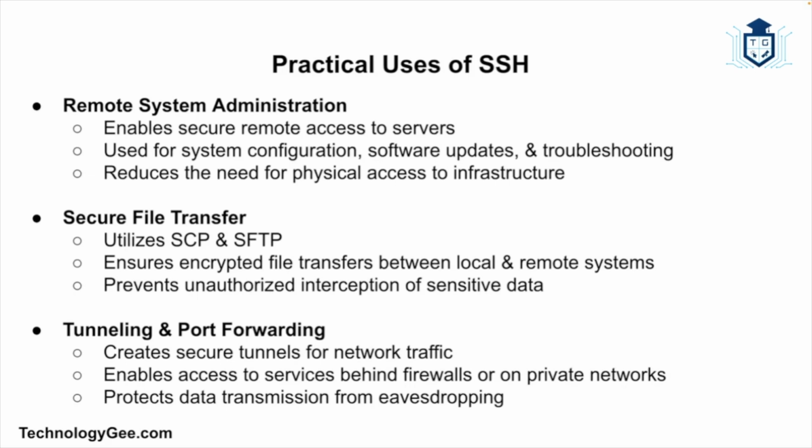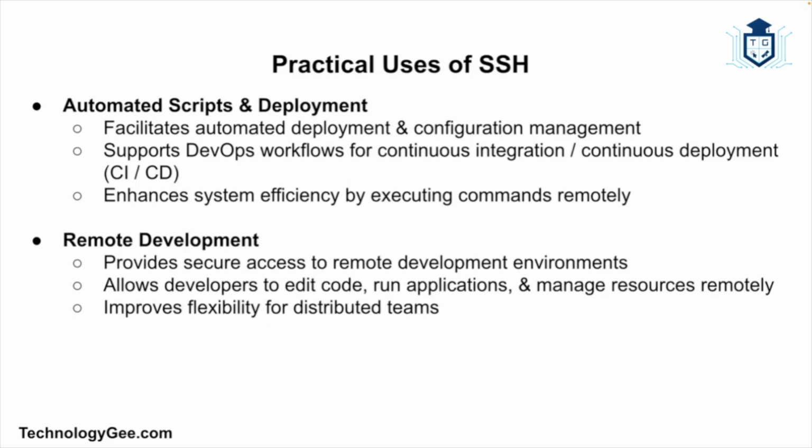There's secure file transfer. It supports secure file transfer using tools like SCP, or Secure Copy, and SFTP, or Secure File Transfer Protocol. There's tunneling and port forwarding. SSH enables secure tunneling of network traffic, allowing access to services behind firewalls or in private networks. And another use case is that of automated scripts and deployment. SSH is commonly used in automated scripts for deployment and configuration management, which facilitates DevOps practices. And then there's remote development. Developers use SSH to access remote development environments, edit code, and run applications securely.